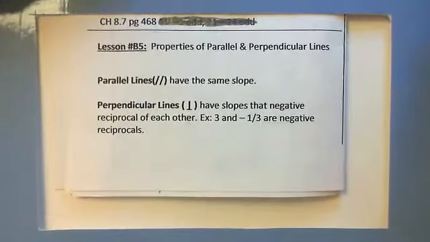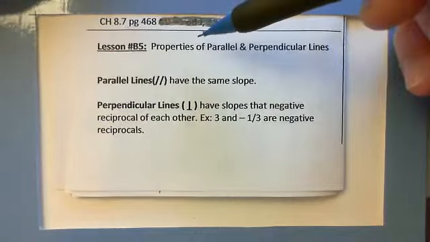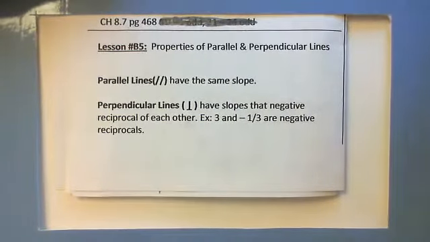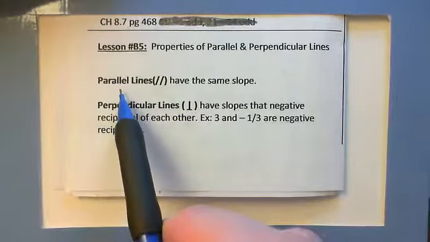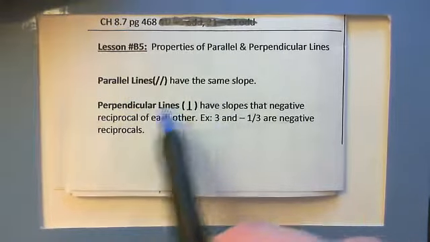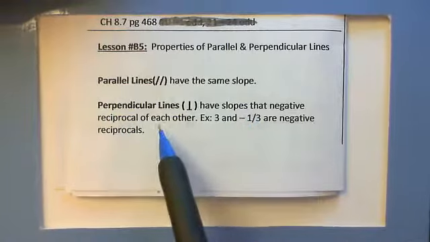Hello, this is going to be lesson B5 on the properties of parallel and perpendicular lines, as well as writing equations. So we're going to start by talking about parallel lines. Parallel lines have the same slope and perpendicular lines have slopes that are negative reciprocals.